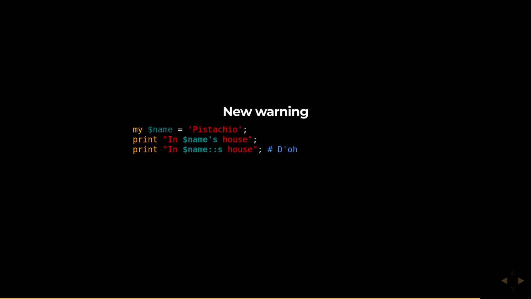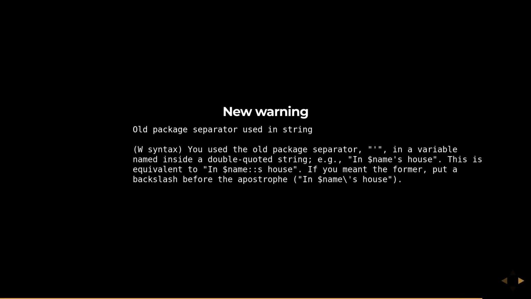And I mean, I want to say dope, but I'm actually referring to the module dope. That got shared at a lightning talk. So, but it's also like dope. So now, first you could just use a backslash to use the single quote, but you now get a new warning saying old package separator used in string, and if you use diagnostics, you get this nice explanation that says, hey, you used the old package separator in a variable named inside a double quoted string. This is equivalent to the former. If you meant the former, put a backslash before the apostrophe.